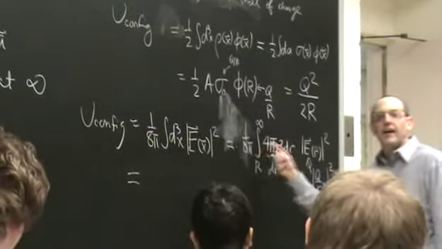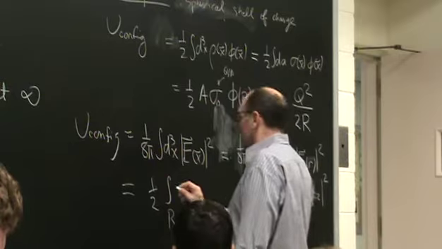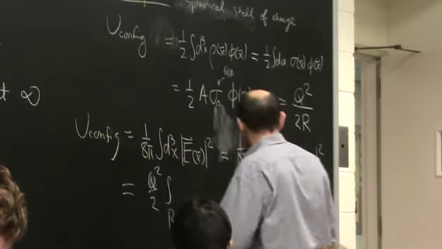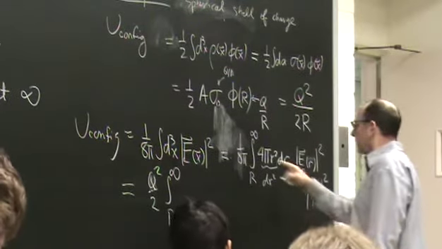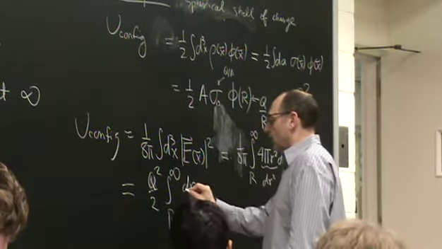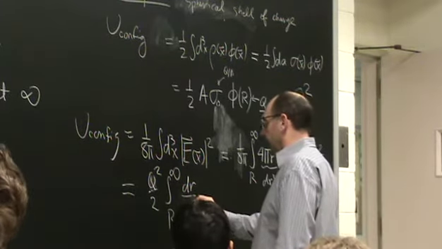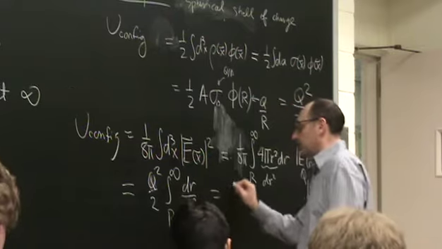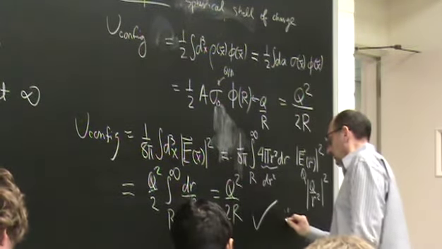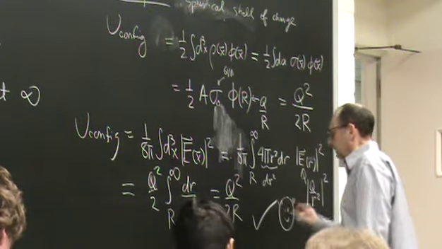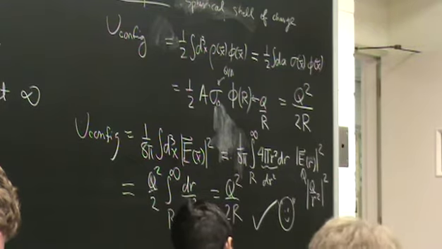4 pi, 8 pi, a half, the integral, we got a Q squared, we got infinity, I got an r to the 4th dr over r squared, which is Q squared. All right?